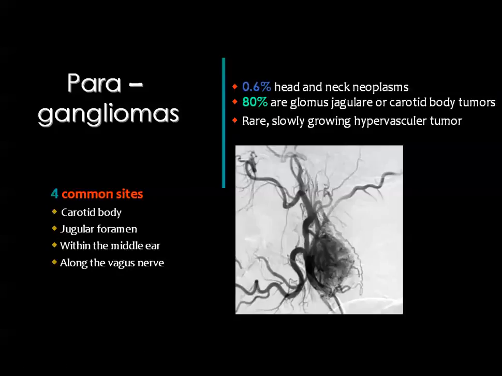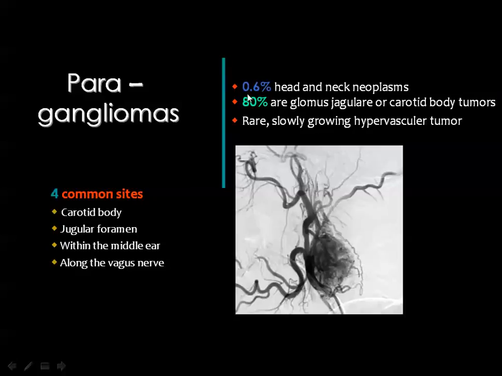I will discuss this in the infrahyoid neck lecture, but you should know that there are four common sites for chemodectomas: the carotid body between the bifurcation of the internal and external carotid arteries, the jugular foramen, the glomus jugulare, or inside the middle ear, which is the glomus tympanicum, and along the vagus nerve, and this is known as glomus vagale.